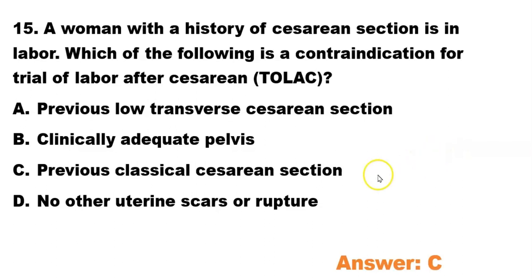If you said C, you have got it, because a previous classical or vertical uterine incision has a higher risk of uterine rupture, making TOLAC contraindicated.